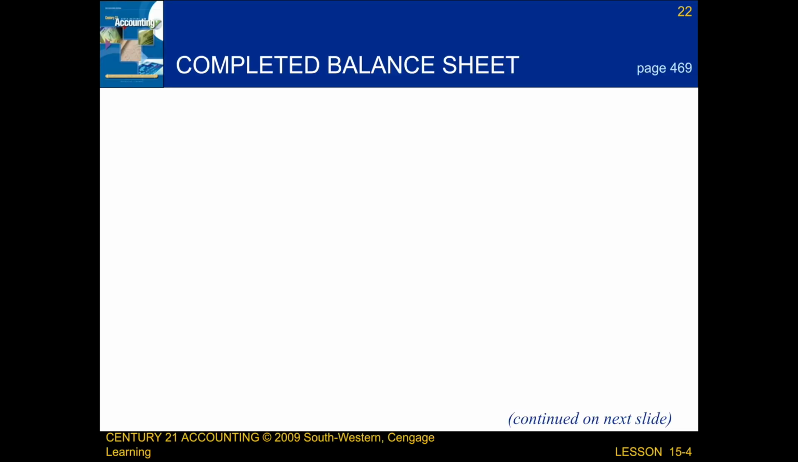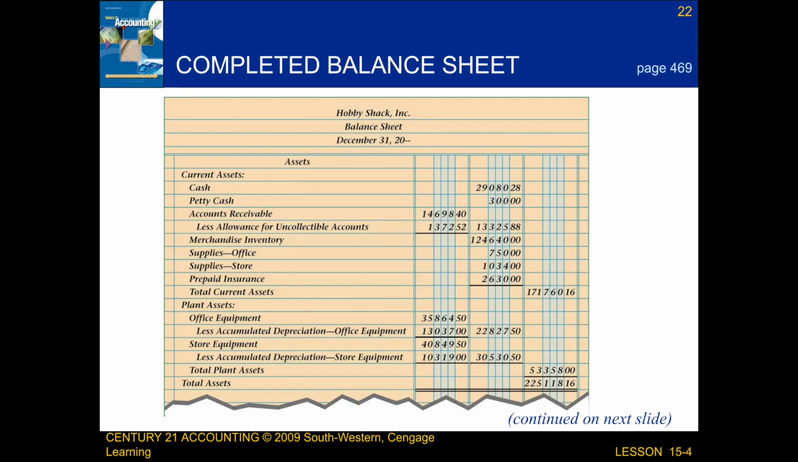All right, so the last thing that we're going to be talking about in this lesson is a completed balance sheet, and this is continued on the next slide. So what we're looking at here is part of a completed balance sheet for a corporation. And as you can see, we have all of the asset accounts that are listed right here. The amounts are listed right here. The total current asset amount is listed right here. The total plant asset amount is listed right here. And the total asset amount is listed right here.